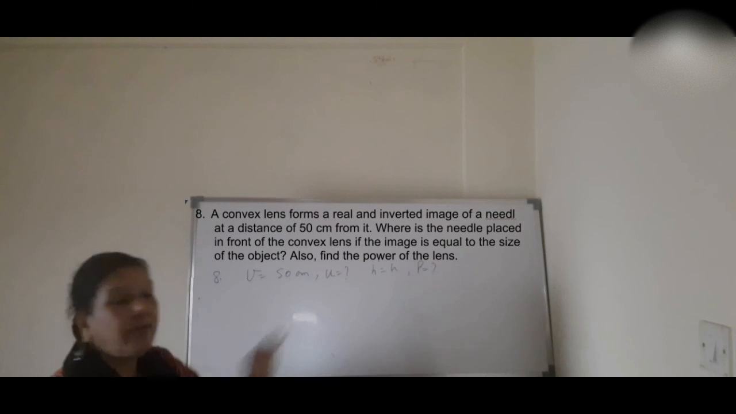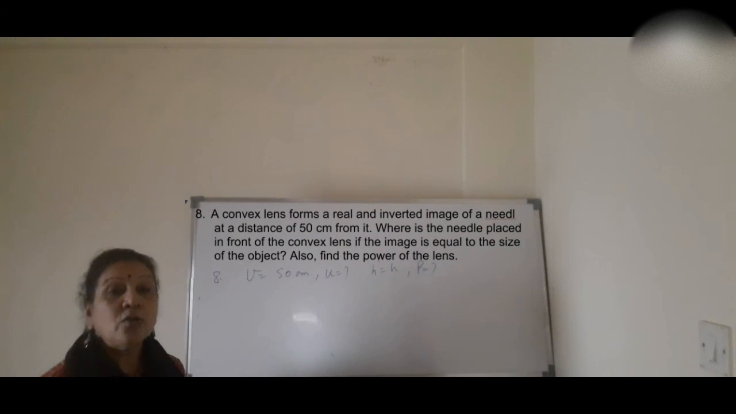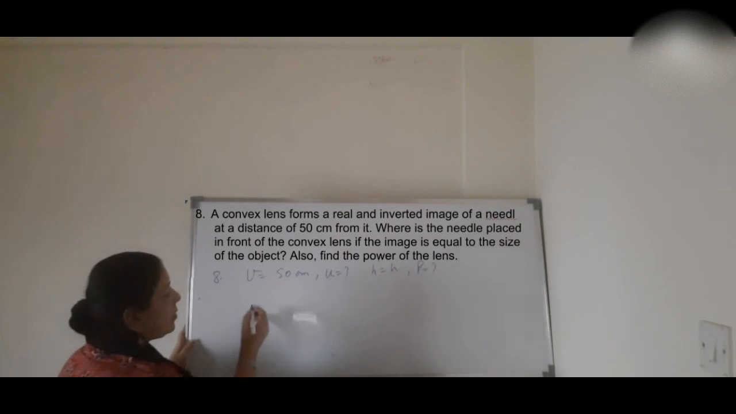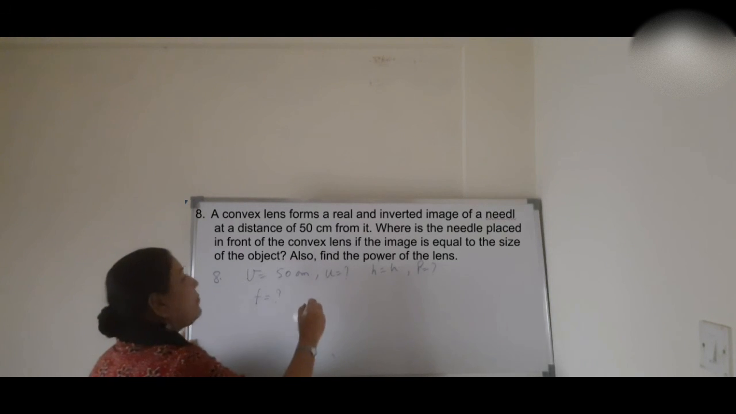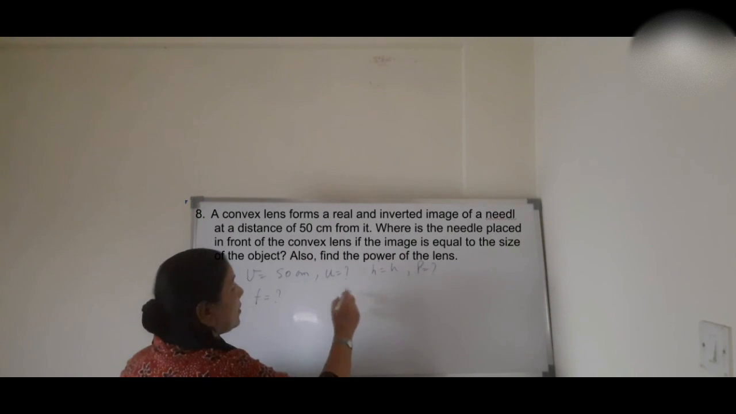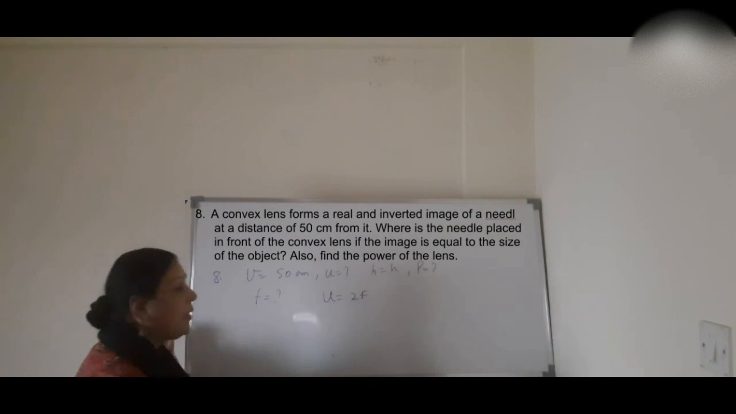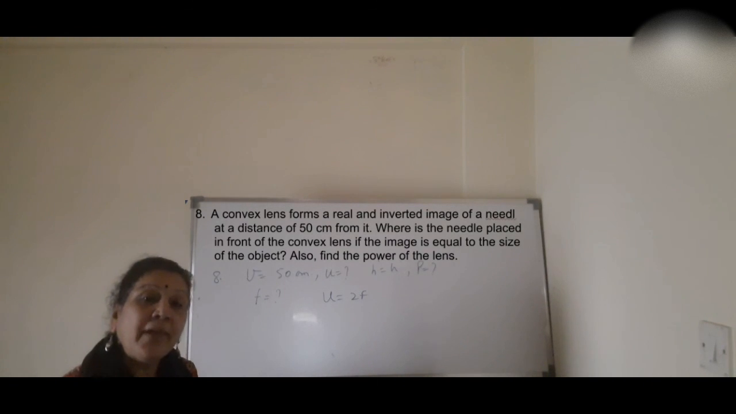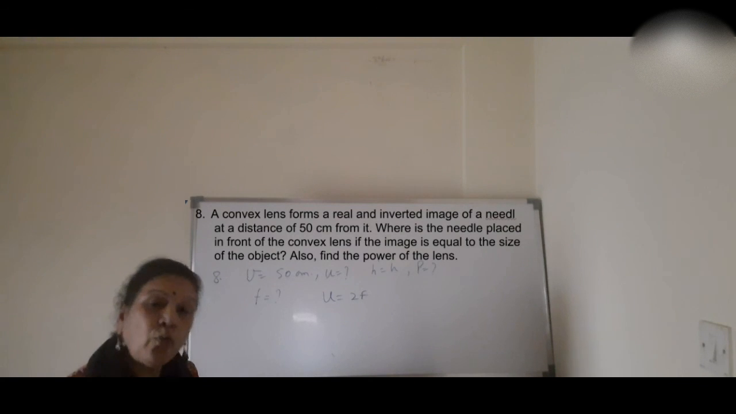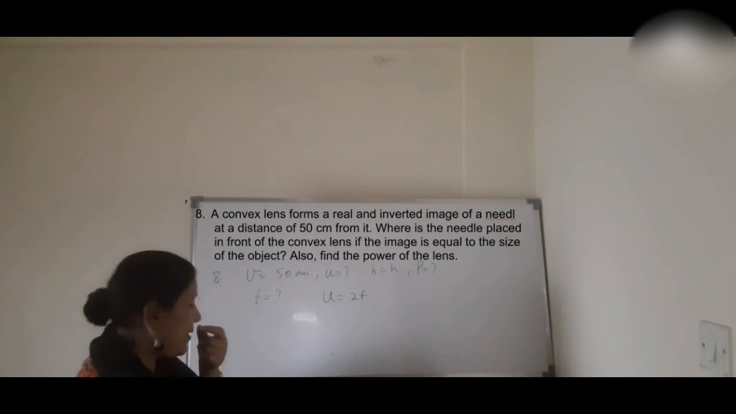So when they have already given you that it is the same sized image, naturally u will be placed at 2f only. Remember, when the object is placed at center of curvature or at 2f, the image by a convex lens is formed at 2f only, real, inverted and same size. So this is the same case we are talking about.